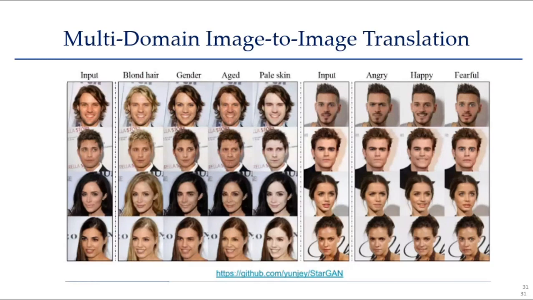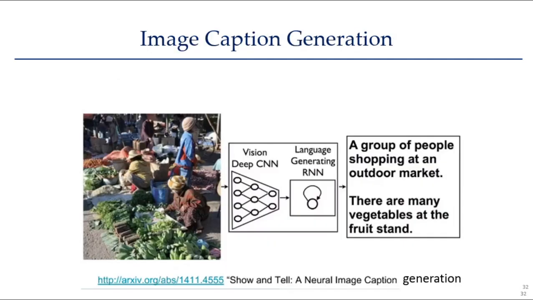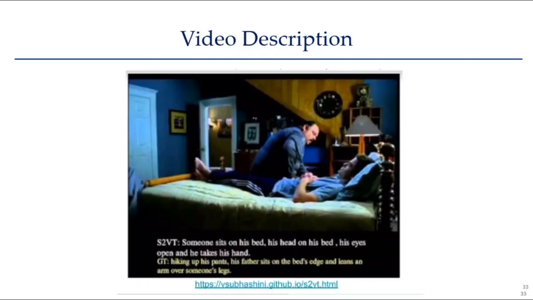There are also multi-domain image-to-image translation applications where deep learning is used to add some kind of extra feature to an image or produce the image with a different outlook. Image captioning, where you can read and parse an image and describe it in very high quality descriptive text. And currently, video scene description is another emerging field for deep learning.